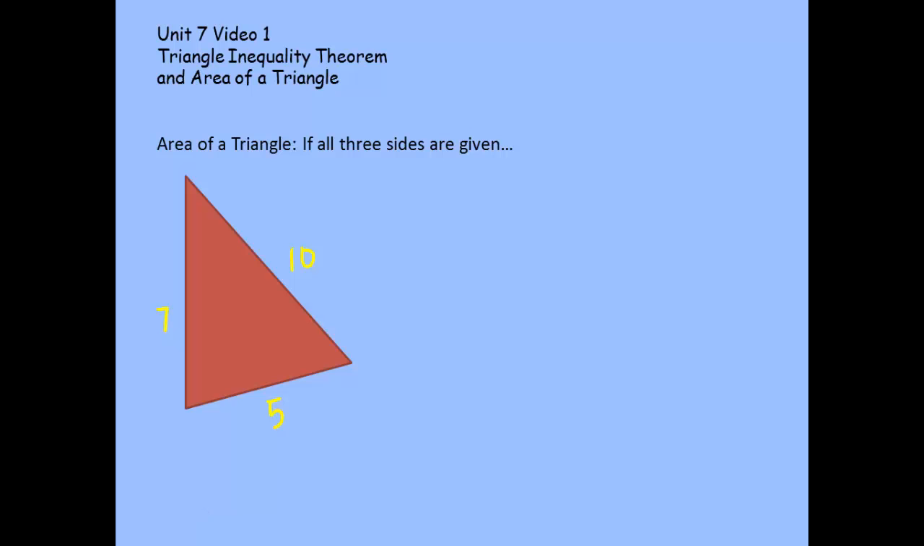All right, well, what if no angle measures are given, but I am given 3 sides of my triangle? There's another formula that we can use to find the area of this triangle. This formula is called Heron's formula. Heron's formula requires 2 parts. The first thing we're going to do is find the semi-perimeter. The semi-perimeter is the perimeter divided by 2.